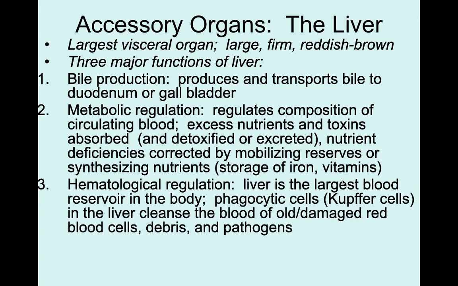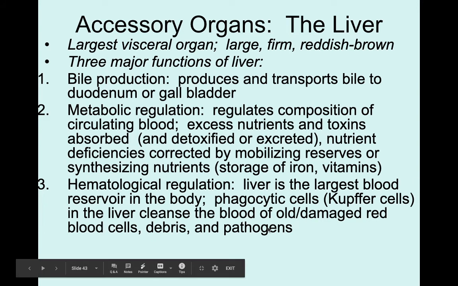And then lastly, our liver participates in hematological regulation. Basically, what this means is that our liver cleans our blood. Our liver is the largest blood reservoir. If you have a liver laceration, you can bleed to death very quickly. Our liver contains phagocytic cells called Kupffer cells that help to clean our blood. They clean out old and damaged red blood cells, debris, as well as pathogens that are in your blood. So your liver actually helps to clean your blood.